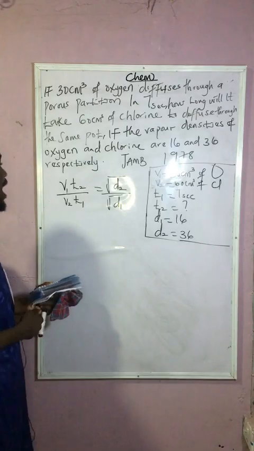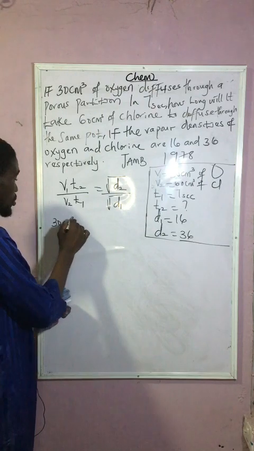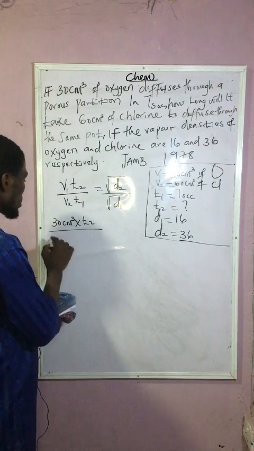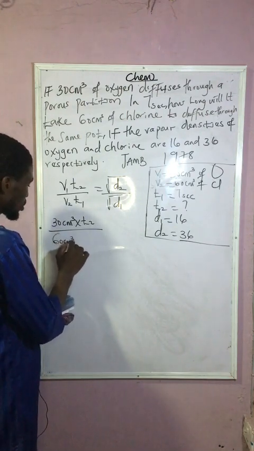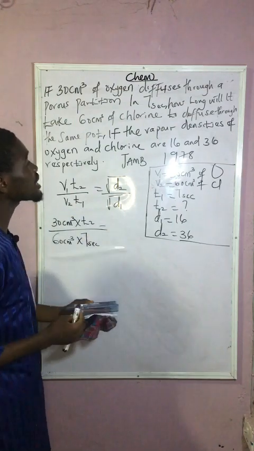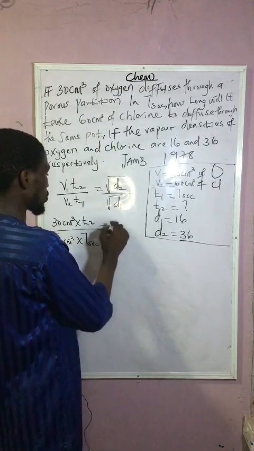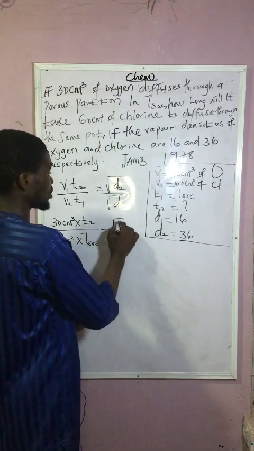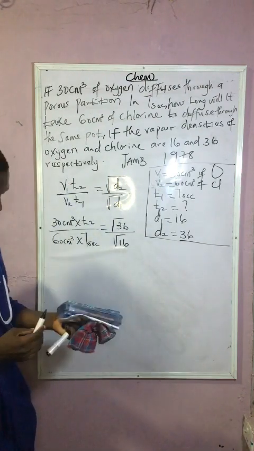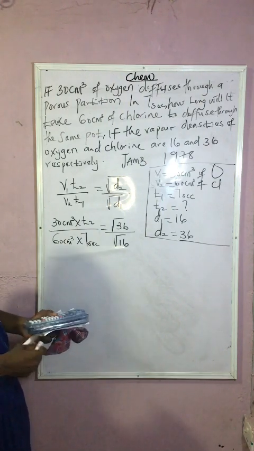So guys, we have our V1 to be 30 cm³ multiplied by T2. Our V2 is 60 cm³ multiplied by 7 seconds, equal to what is the vapor density of D2? This is stated clearly. So we have 36 over 16. I repeat, 36 and 16 are perfect squares. So guys, let's continue.